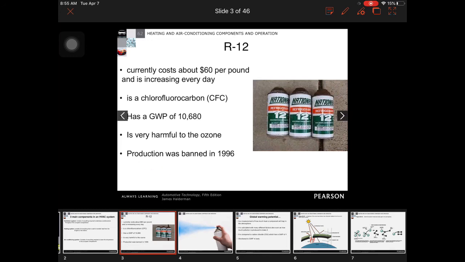And one final thing I didn't actually say, and I want to make sure everybody realizes, R12 is a chlorofluorocarbon, which means it is a CFC, chlorofluorocarbon. This is different than the other freons that we're going to use. So you should probably remember that R12 is a CFC. Okay?